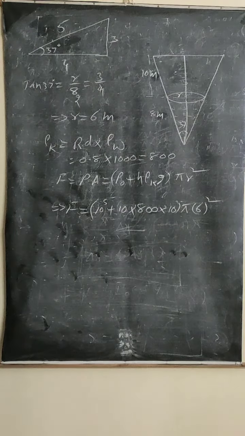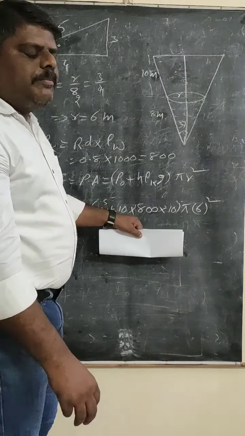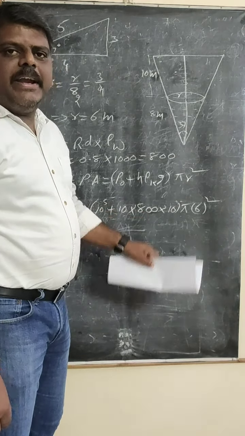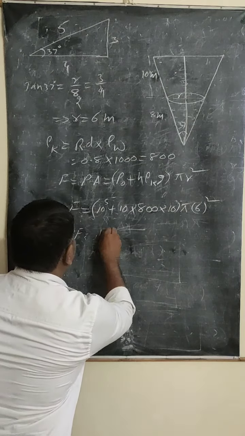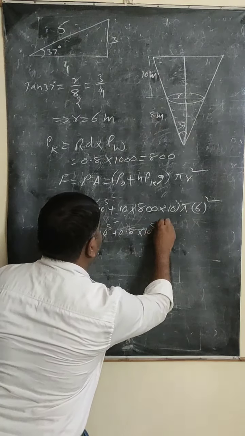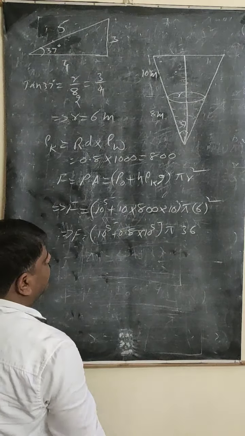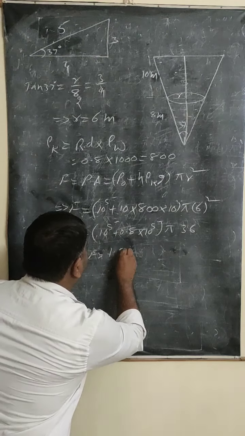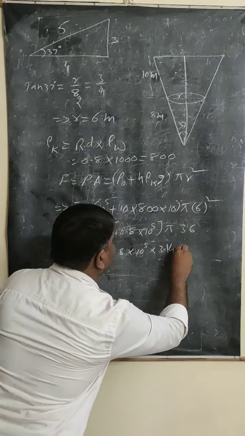Go on, simplify these equations. If you simplify this, 1, 2, 3, 4, there are 4 zeros, so it is 8 into 10 power 4. If I write it in terms of 10 power 5, then you can write 0.8 into 10 to the power of 5. So F is equal to 10 to the power of 5 plus 0.8 into 10 to the power of 5, into pi into 36. 10 to the power of 5 is taken as common. That implies F is equal to 1.8 into 10 to the power of 5 into 3.14 into 36.